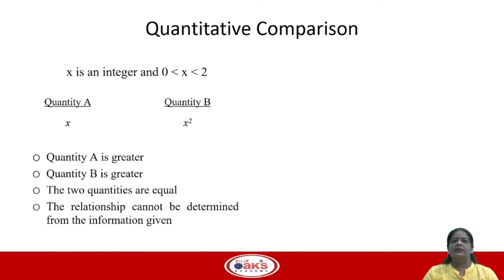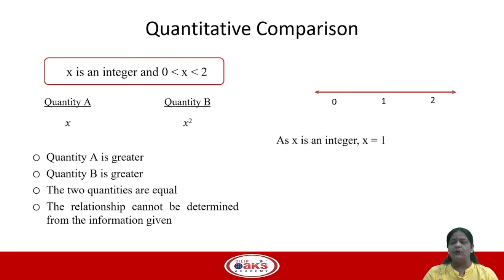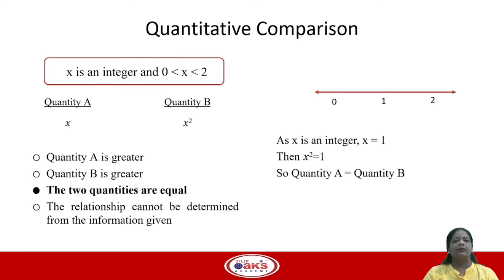Now the third question. Again, the quantities to be compared are the same in this question, but the given piece of information is something different. x is an integer and x is greater than 0 but less than 2, which means that x is an integer between 0 and 2. Now because x is an integer, between 0 and 2 we have only one integer. So x has to be 1 in this case, which means both my quantities, that is quantity A and quantity B, are going to be equal in this case. So we are going to select the third option as the answer for this question.